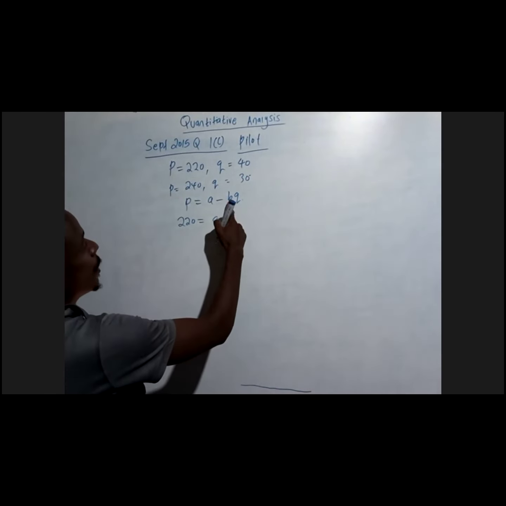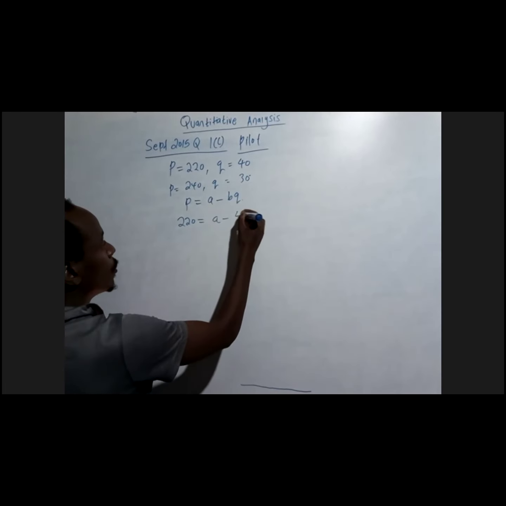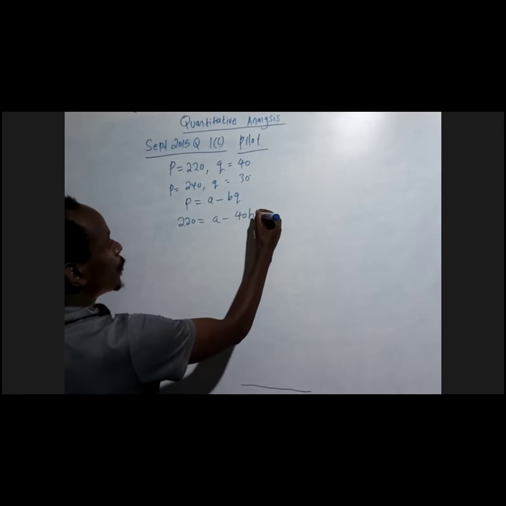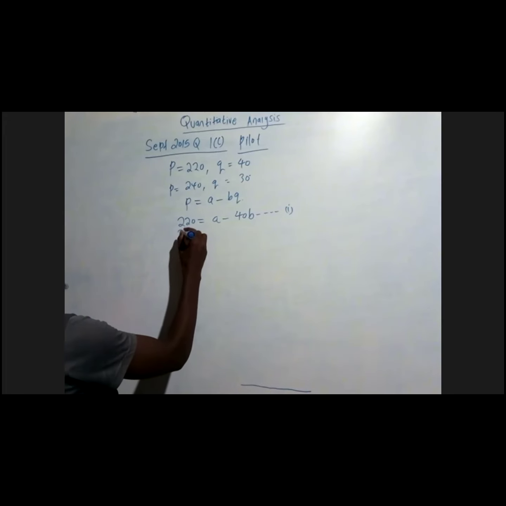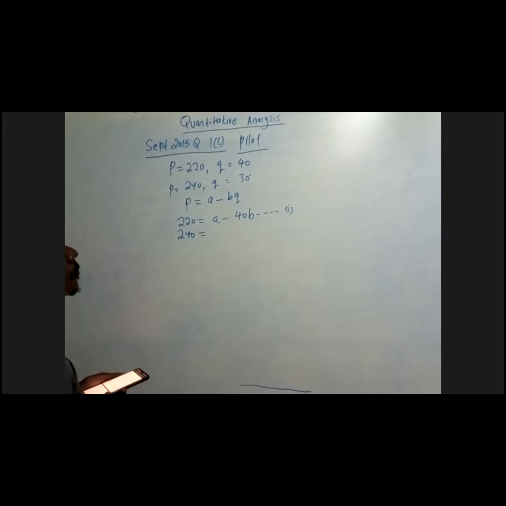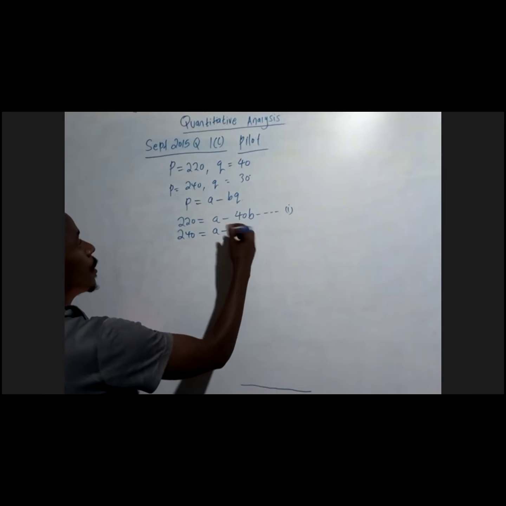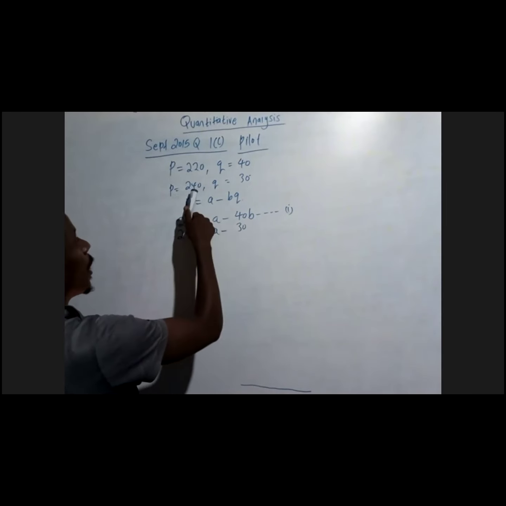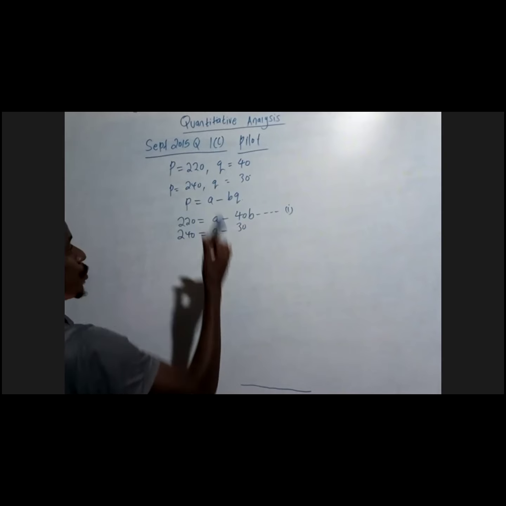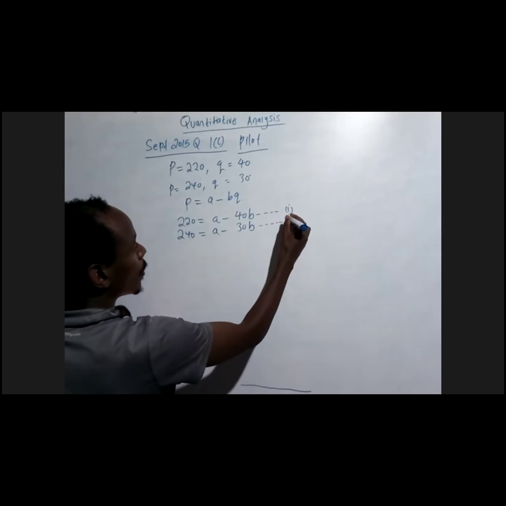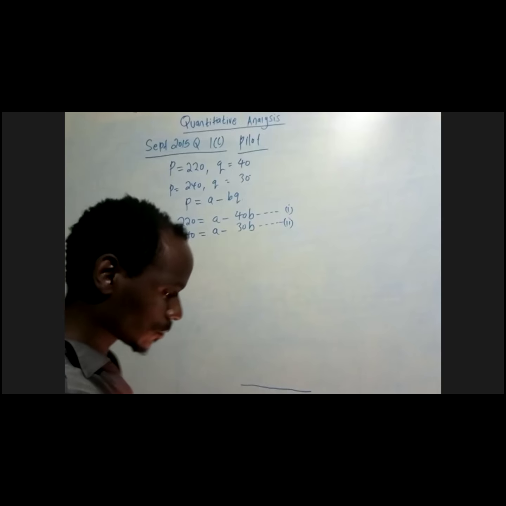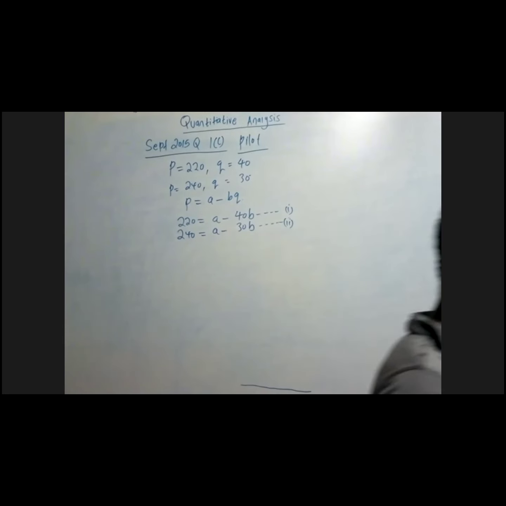And also we don't know B, but we know Q is 40. So 40B. We call it equation 1. Then when price is 40, we don't know A, but we know Q is 30, but we don't know B. That one becomes equation 2. Now, solve for A and B.